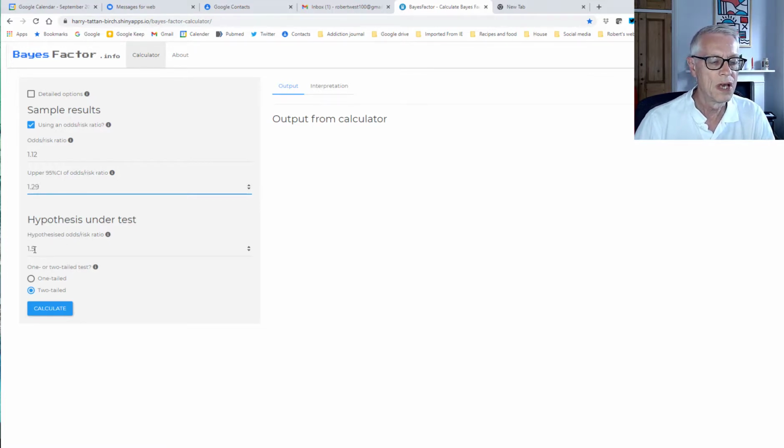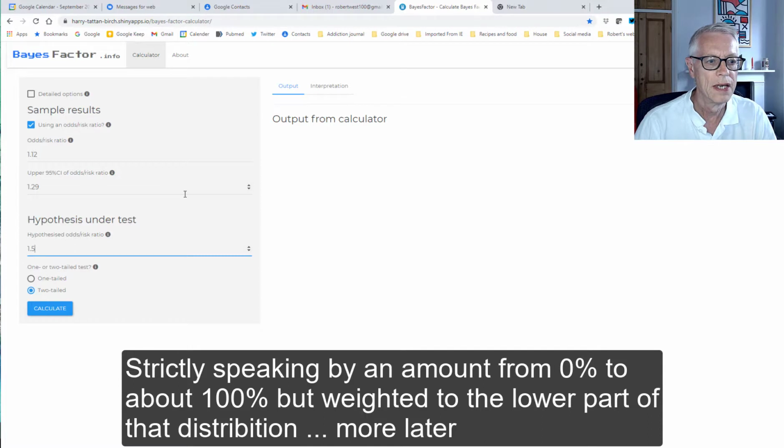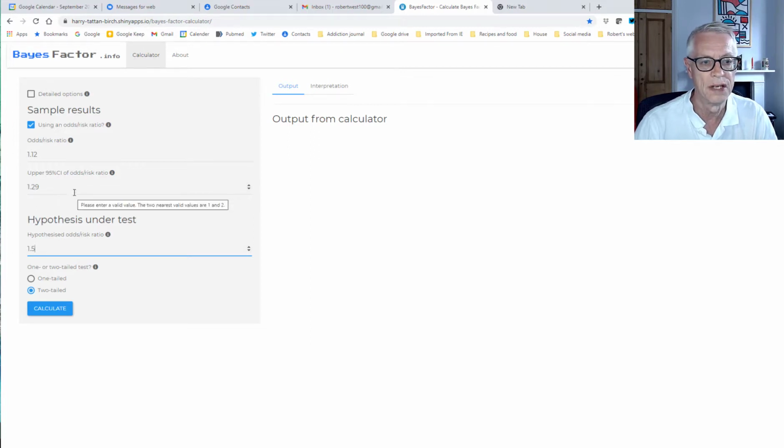And then let's see, what's the hypothesis under test? Well, I've put in 1.5. So that would be the hypothesis, which would be a perfectly reasonable hypothesis, that cytosine increased the success rates of this particular group of patients by 50%. Okay, so let's see whether that hypothesis is actually borne out or not borne out, or whether the data are inconclusive. And it's one-tailed because we're expecting cytosine to do better than placebo.